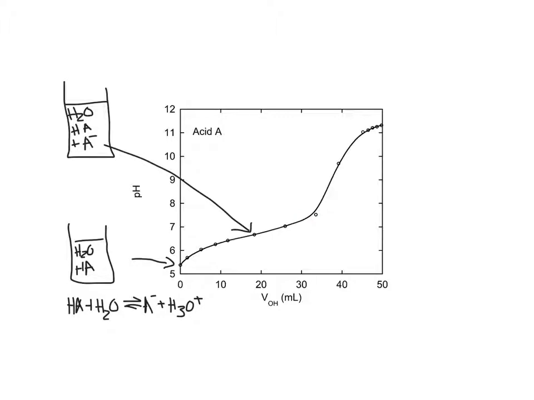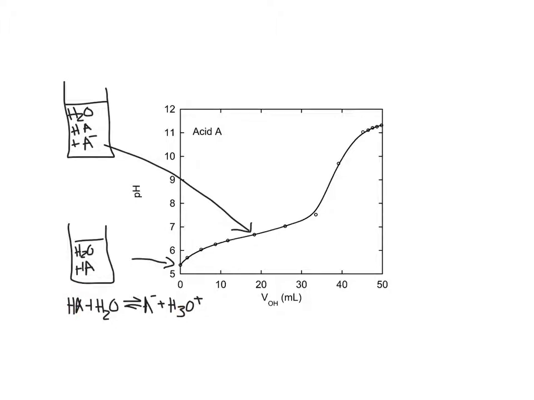At some point, we've added enough OH- hydroxide to the solution that we have used up all the HA. So we keep adding hydroxide, it keeps removing H3O+ from the solution. That forces this equilibrium to go in the forward direction, making more A-. And at some point, we add enough that we've used up all the HA.